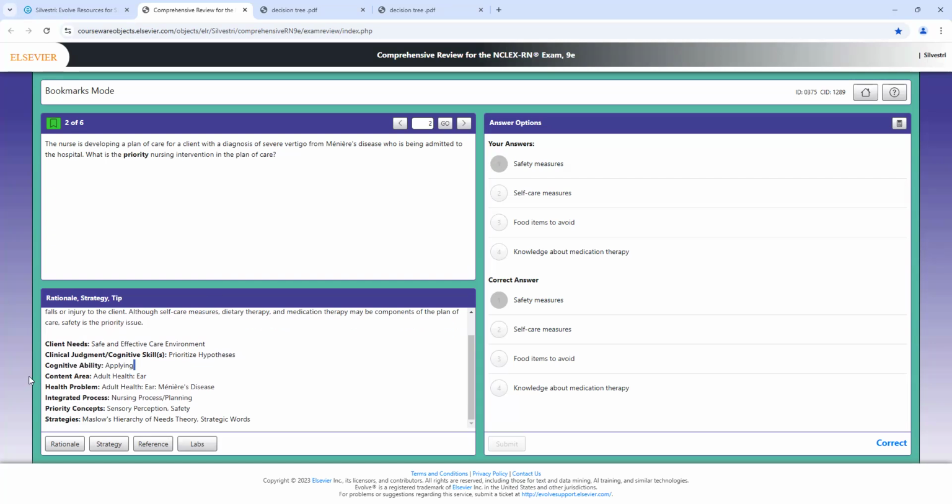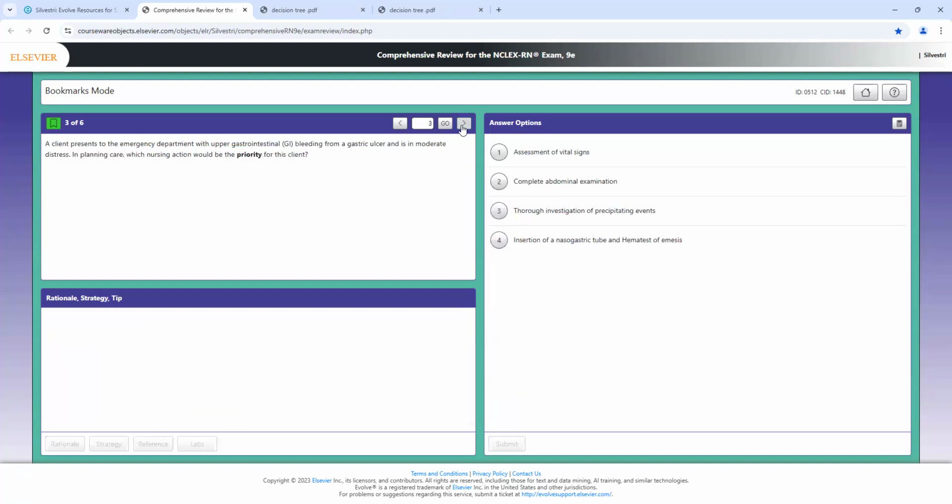You look down here at your cognitive ability, boop, there's your Bloom's taxonomy. It's looking at your application level, okay? That's how that one works. And I want to point those out with Bloom's taxonomy, with what it's testing you on, so you can really get into your head that just straight memorizing information is not what's going to help me to pass in nursing school.